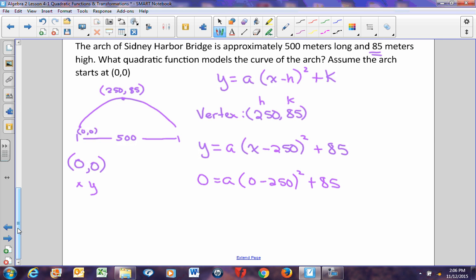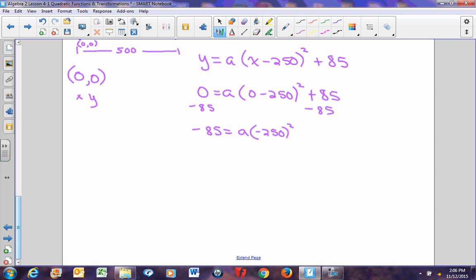Now I only have one variable left in my equation. I can solve it for a, which is what I need to find. So first thing I'm going to do is subtract 85. So I get negative 85 equals a, parentheses, 0 minus 250 squared, which is negative 250 squared. Okay, so I've got that so far. I want to solve for a. Negative 250 squared, I'm going to do that first. So I now have negative 85 equals 62,500 a, because that's what 250 squared is, and negative 250 squared, remember, is a negative times a negative, which makes it positive. So I now just need to solve for a. So I'm going to divide by 62,500.